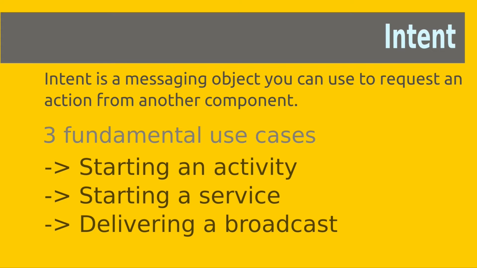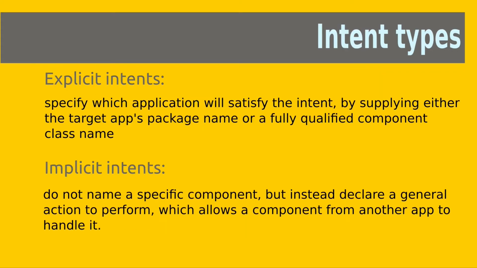Now let us see the types of intent. There are two types of intent: one is explicit intent and another one is implicit intent. Mostly explicit intent will be used within the app, where the app developer knows the exact app's package name or the fully qualified component class name and is 100% sure that the particular component is running in the app. So mostly it is used within an application to communicate between the components within the application.